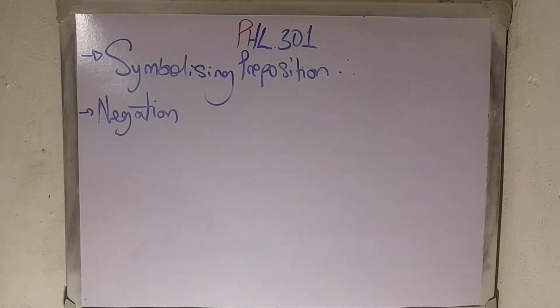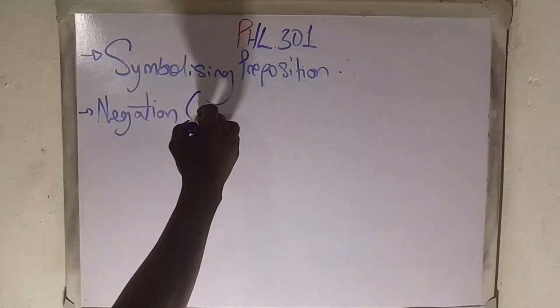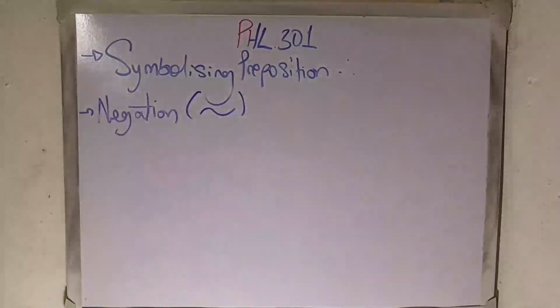First thing first, negation is represented with this symbol. Note that. Alright? Speaking of the side to which we are to place this negation, the side is taken by the constant, by the variable. I'm going to illustrate that with the use of a sentence. In the last class, we agreed that we can use.